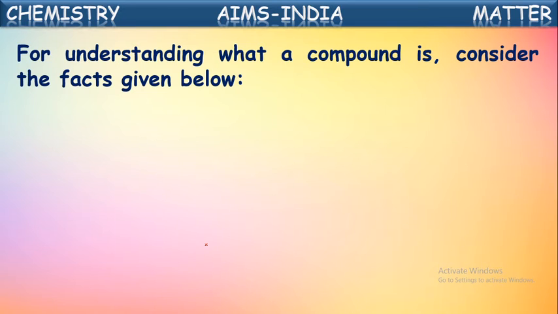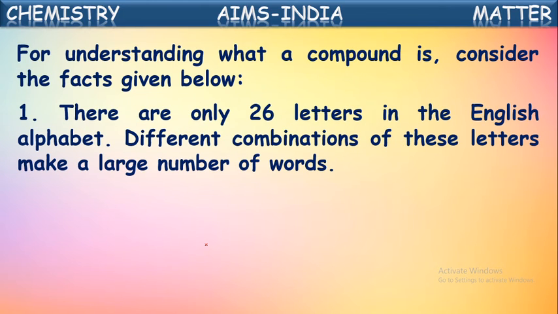For understanding clearly what a compound is, consider the facts given here. There are only 26 letters in the English alphabet, from A to Z. Different combinations of these letters make a large number of words. We can say how many letters there are, but can you say how many words there are? Words are uncountable, but all these words are made only from these 26 letters in different combinations.